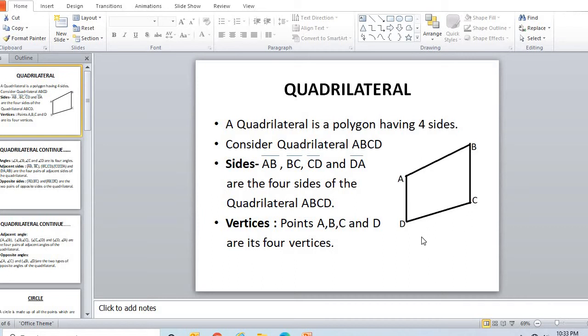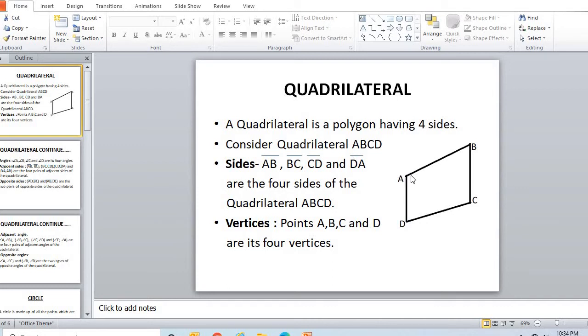Now see the adjacent angles. Which are the adjacent angles? Those which are together are called adjacent angles. So A and B is an adjacent angle, B and C is an adjacent angle, C and D is an adjacent angle, D and A is an adjacent angle. Understood? Let's see one more time. A and B, then B and C, C and D, and D and A are the adjacent angles. Now opposite angles.